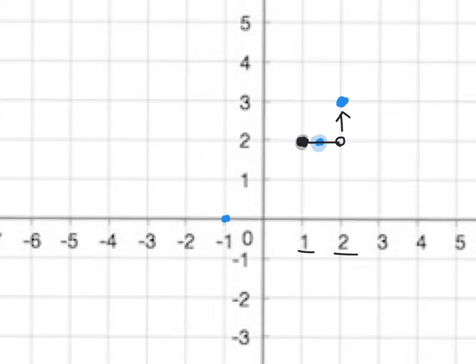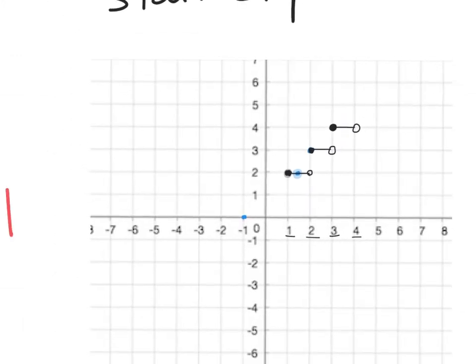So I can go ahead, I'm going to erase that. That means that my next stair step is going to start up at 3, and it's going to go on 3 until the 3 here. Then we're going to jump up to 4 because we're adding 1 every time. And that's going to bring us over to the 4 and so on. So just from the graph that I have, I can go ahead and finish.